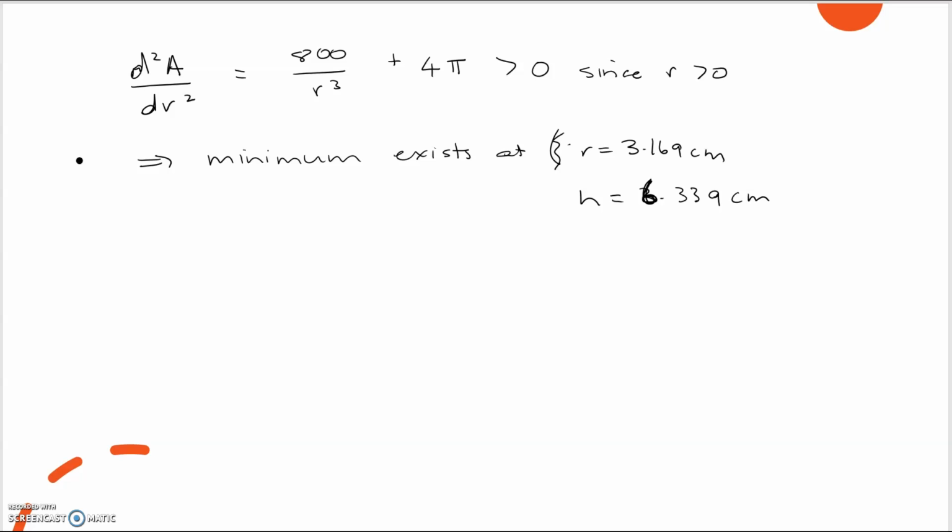Now the question didn't ask you to find the volume, so don't, in a test situation, don't do anything you're not asked to do.